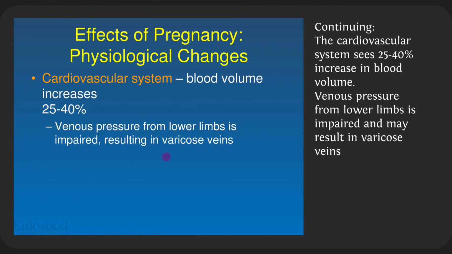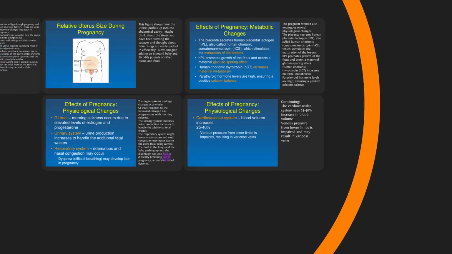Continuing, the cardiovascular system sees a 25 to 40% increase in blood volume. Venous pressure from the lower limbs is impaired and may result in varicose veins.